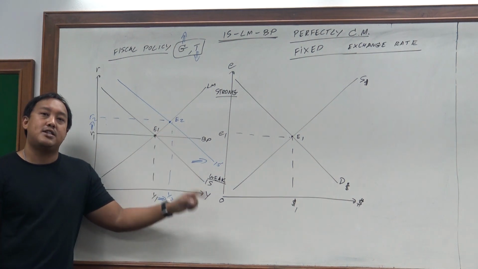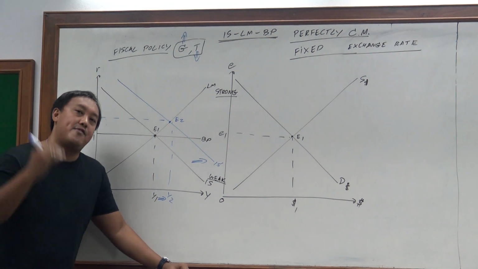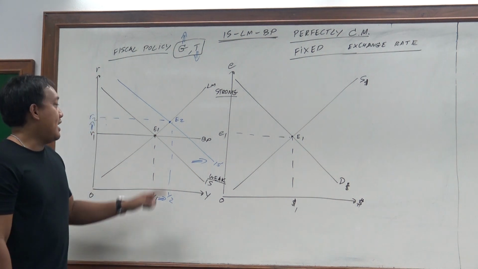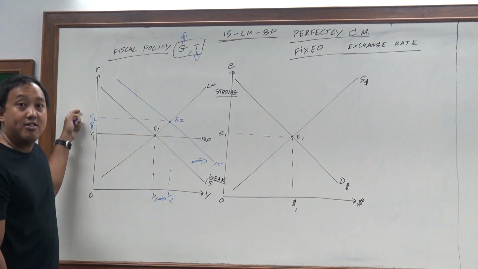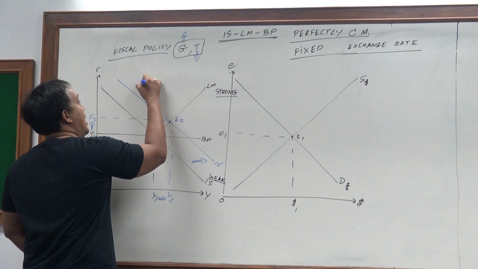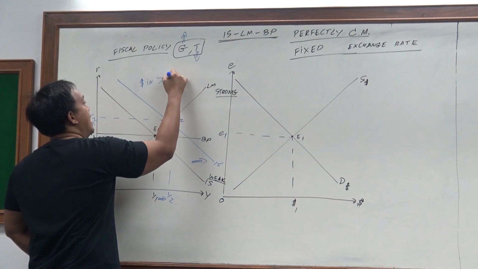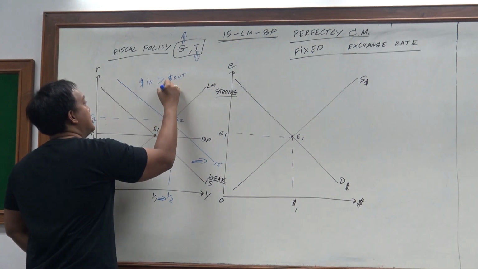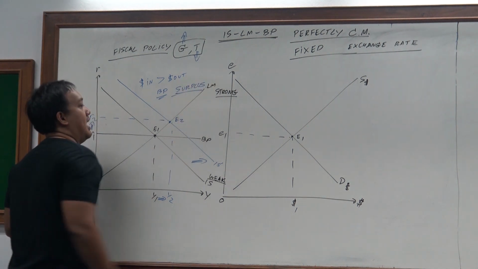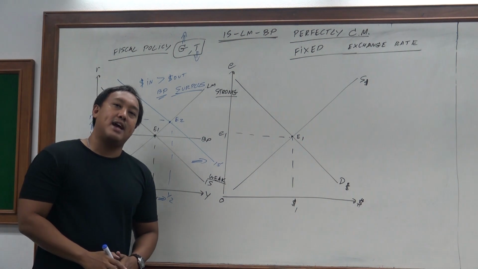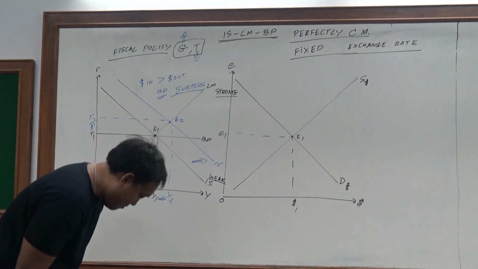The new equilibrium point E2 is located above the BP curve. Any point located above the BP curve means that the real interest rate is too high, right? When the real interest rate is too high, more money flows in than flows out. The balance of payments becomes a surplus. Just like before, same story, okay?